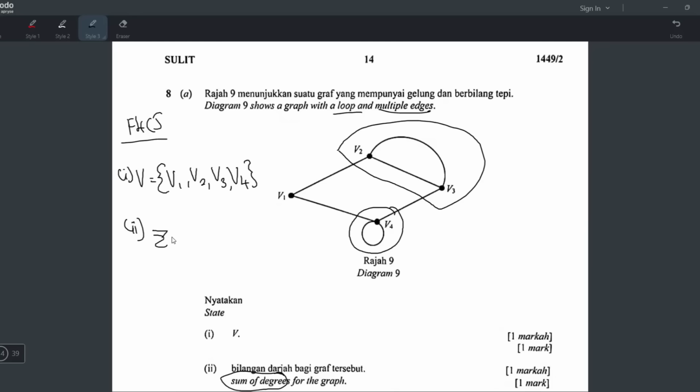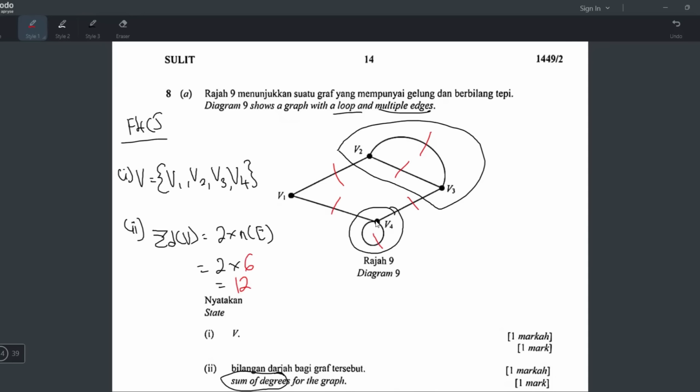Okay, the sum of degrees of all vertices, you can use the formula 2 times NE. NE means the number of edges. So you can use this formula to get the sum of degrees. Number of edges we can count: 1, 2, 3, 4, 5. Okay, for this, we count it as one edge. So it will be 6. So the answer is 12.